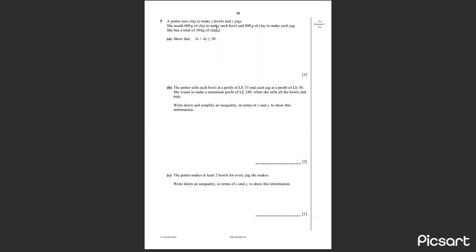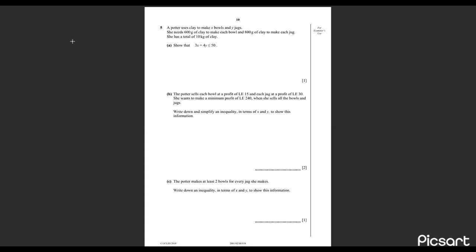A potter uses clay to make X. I see that maybe we are going to do this with a T sign. Let's make it.